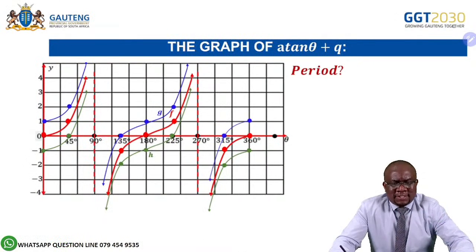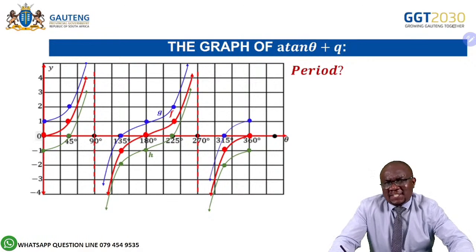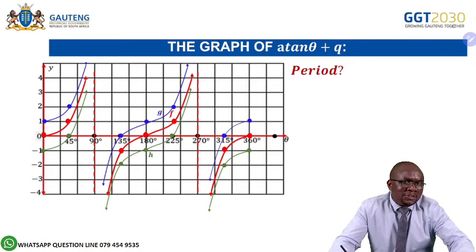Did you get the period, grade 10s? Is it 360 degrees? No. 360 degrees is for what? For the graph, the cosine function and the sine function. Okay, do you remember that? 360 degrees is the period for the sine function and cosine function.